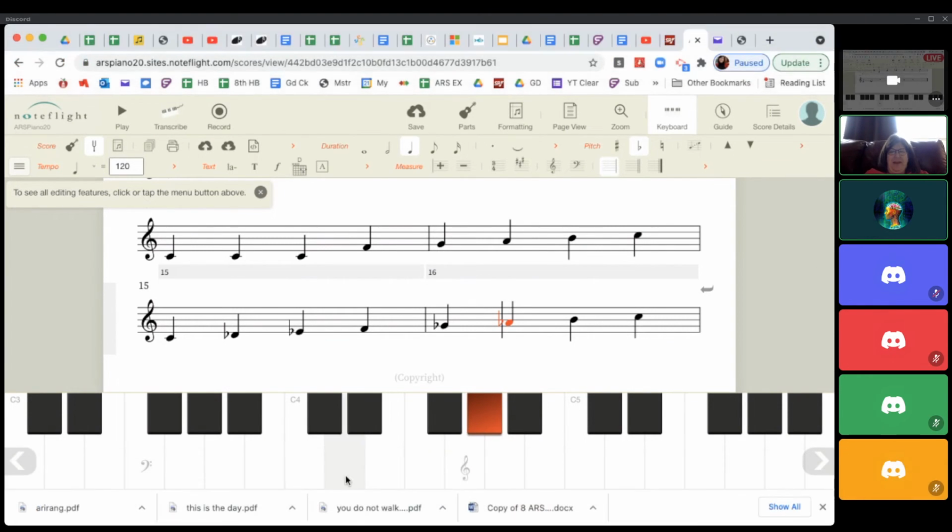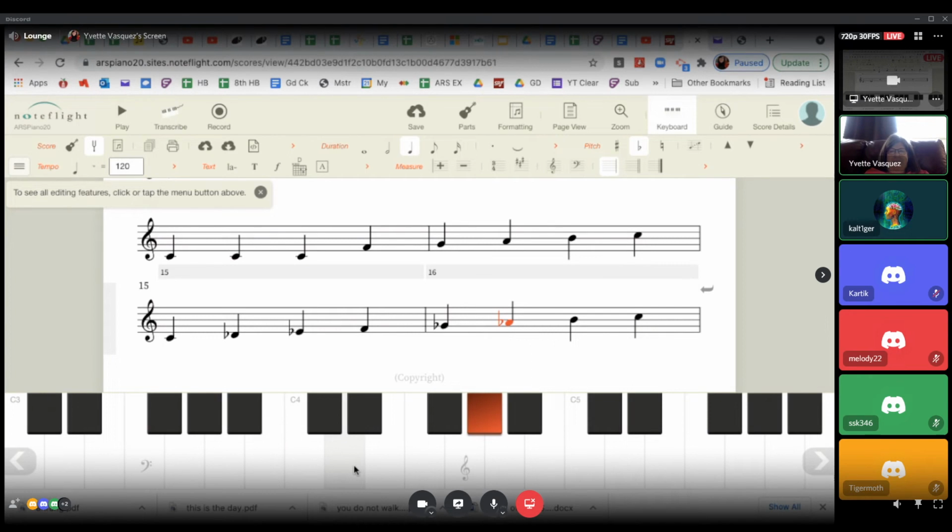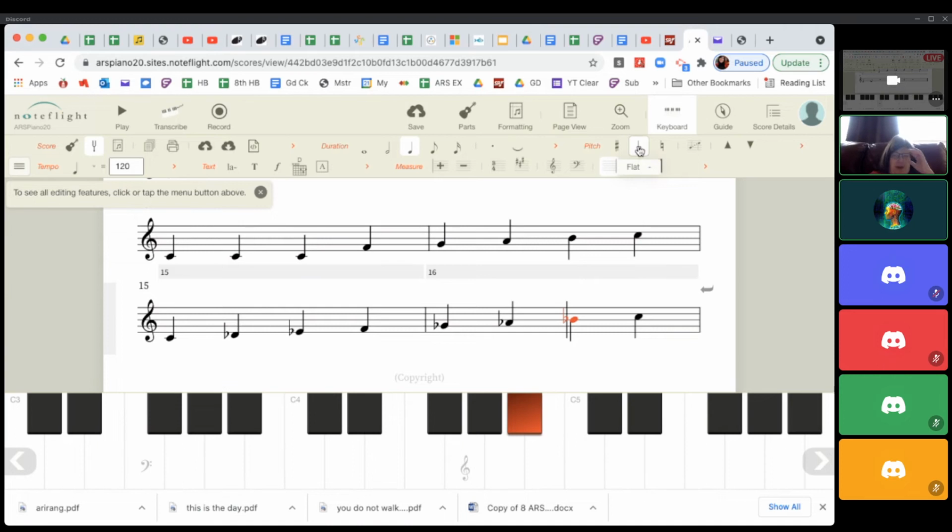Sorry. Yeah. Okay, so you're starting at B, and then you have a half step, then you have a whole step, then you have a whole step, then you have a half step, then you have a whole step, a whole step, a whole step. And there's my B flat. There it is. Okay. So we got it.